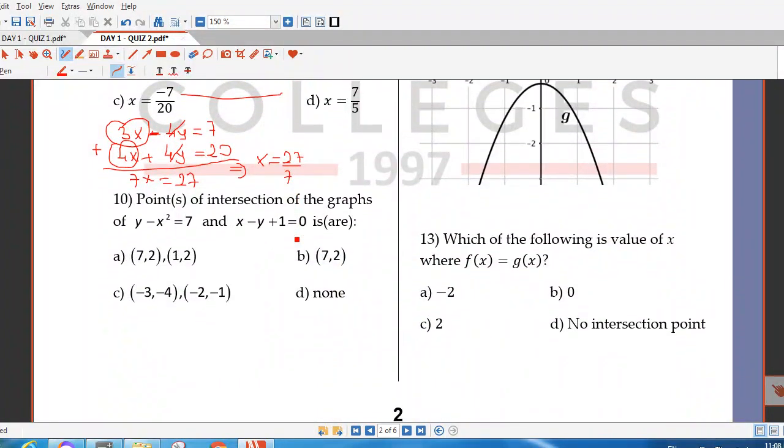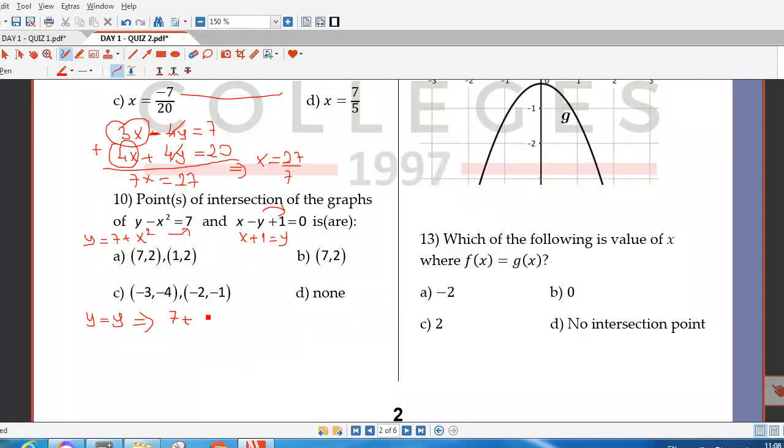Question 10. Points of intersection of the graphs. One of them is a quadratic equation, the other one is a line. So let me write y alone. The first equation can be written y is equal to 7 plus x to the power of 2. The second equation can be written x plus 1 is equal to y. The two functions will be equal to each other. So y is equal to y.